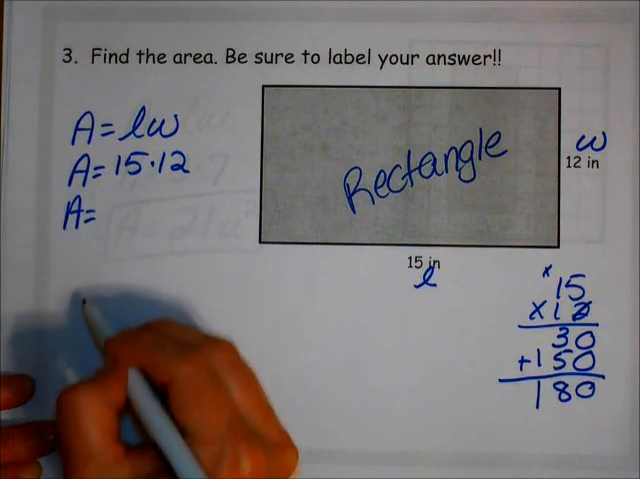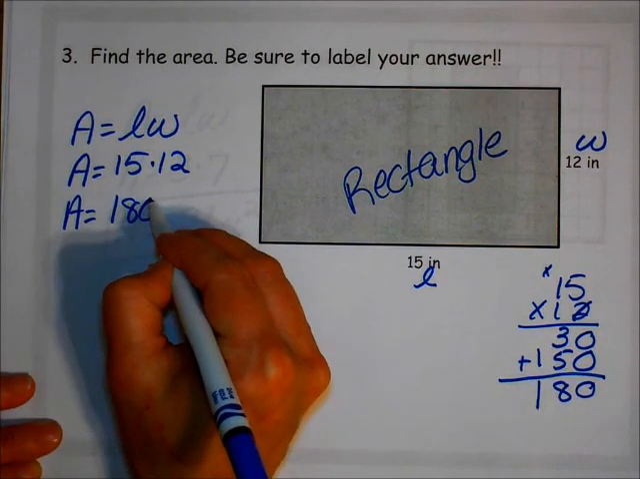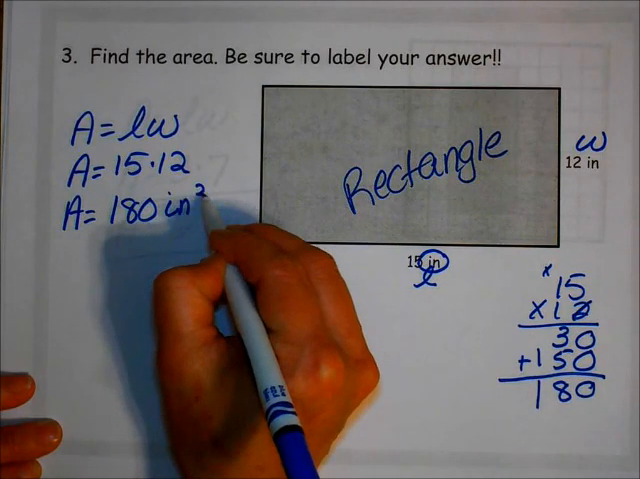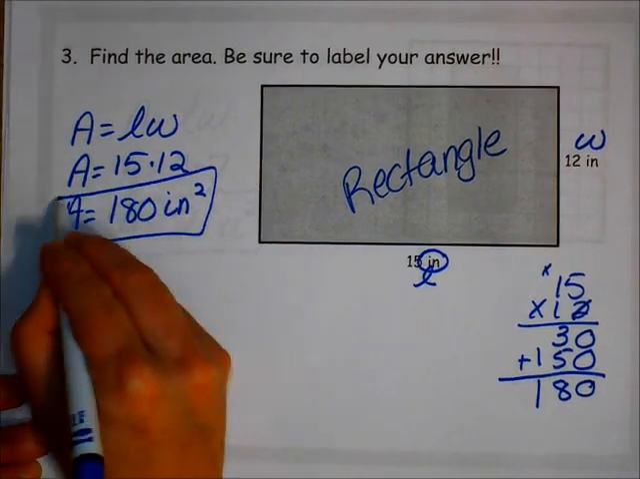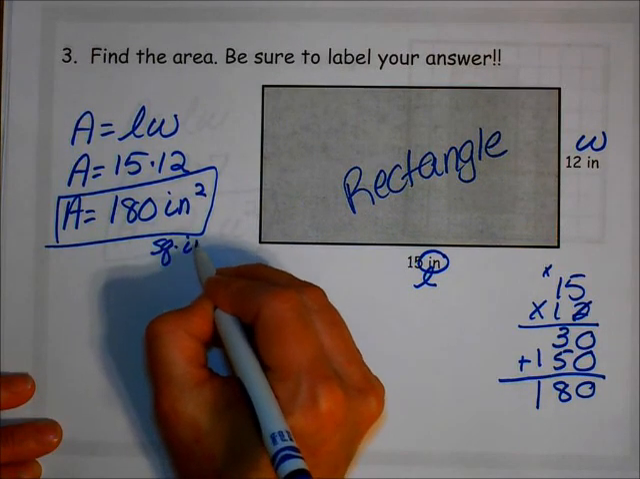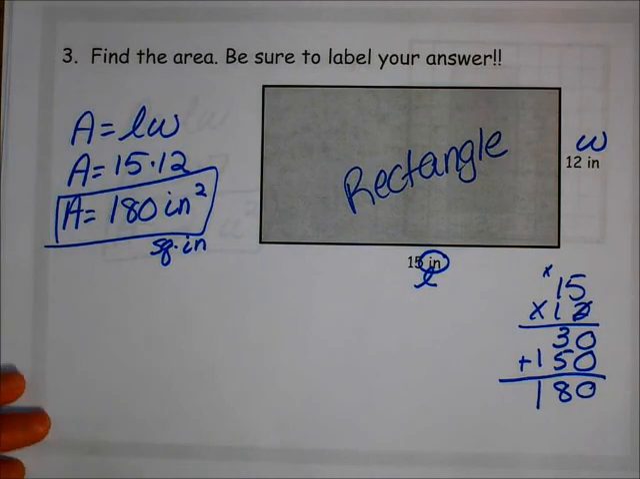So the area of this rectangle is 180. I'm measuring it in inches, so it is 180 square inches. I could also write it like this and still be correct. I would like for you to hit pause, try number 4 on your own. When you're ready to continue, hit play.